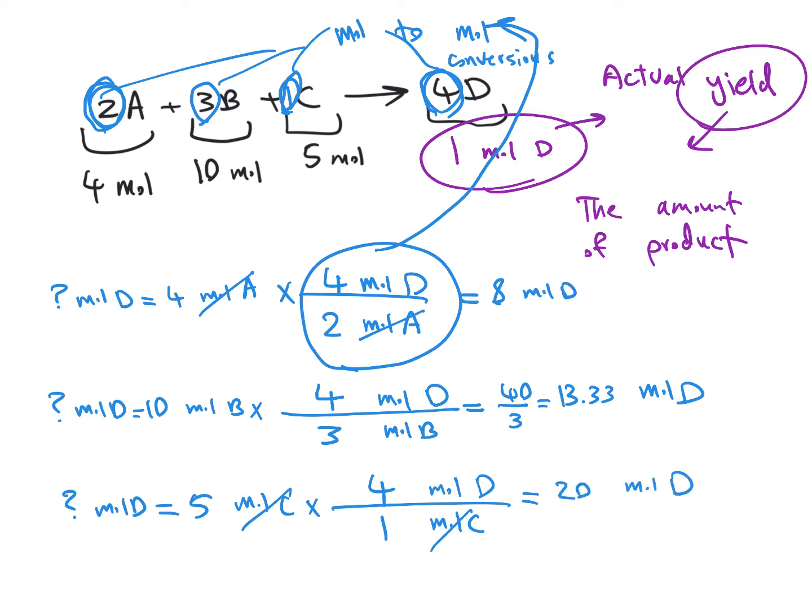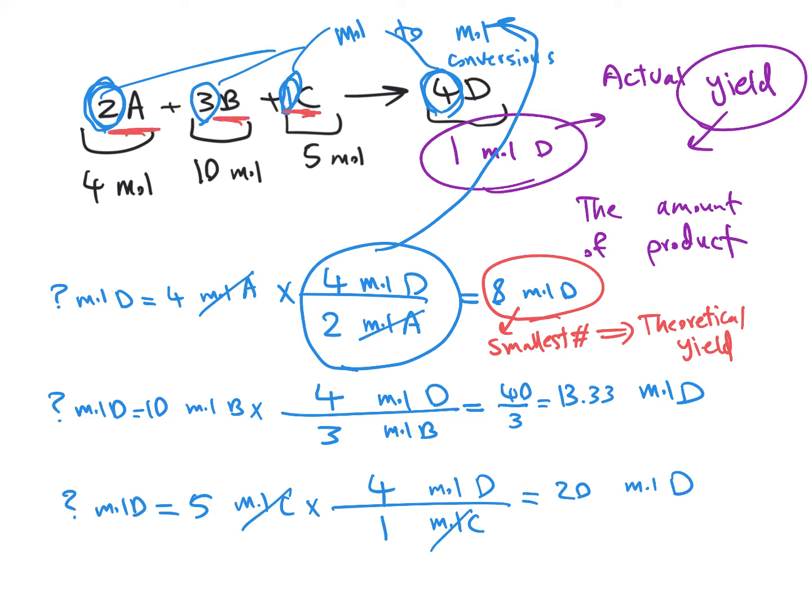So what is my theoretical yield? 8 moles of D, the smallest number. Smallest number would be my theoretical yield. What is my limiting reactant? A. Remember the reactant. So if I ask you what is limiting reactant, it would be one of these 3, one of your reactants. The reactant that leads to theoretical yield is your limiting reactant. Does that make sense? Okay.